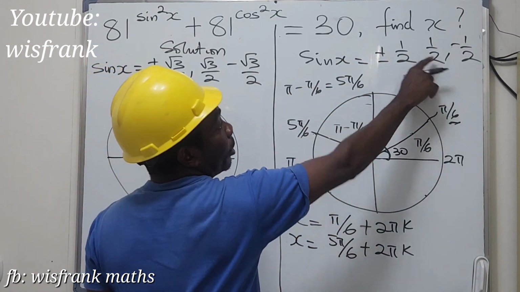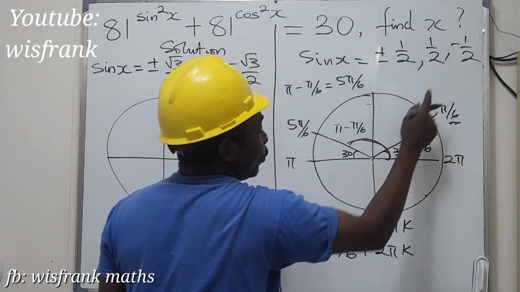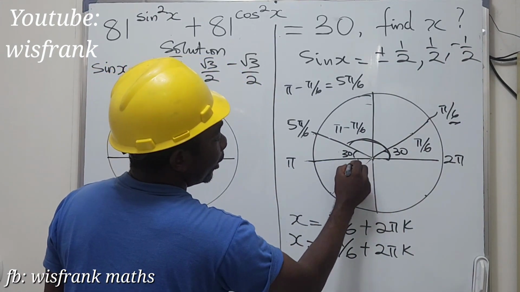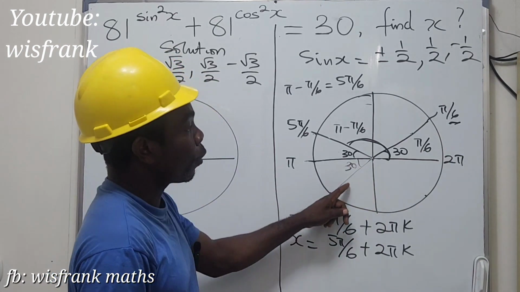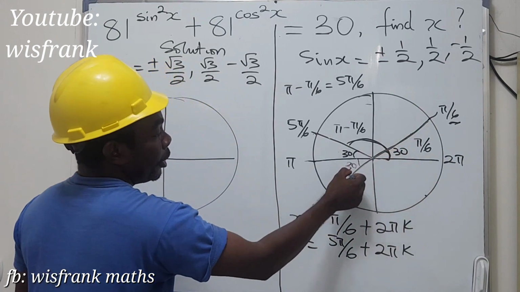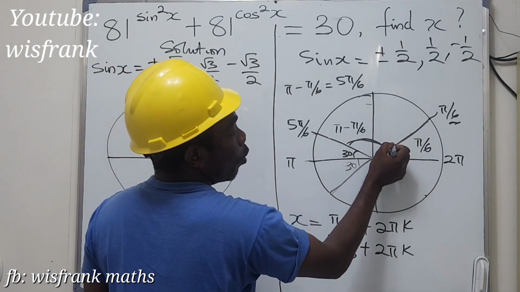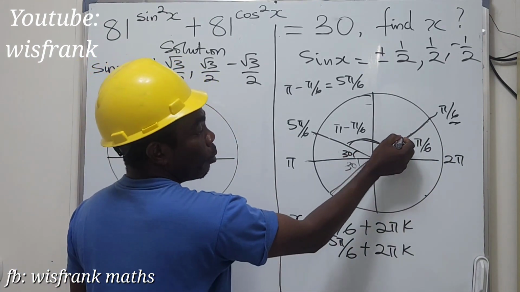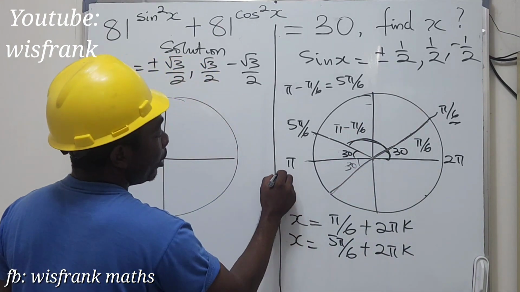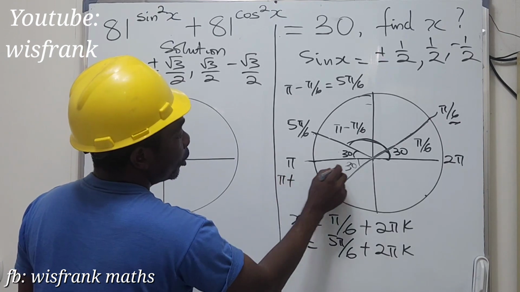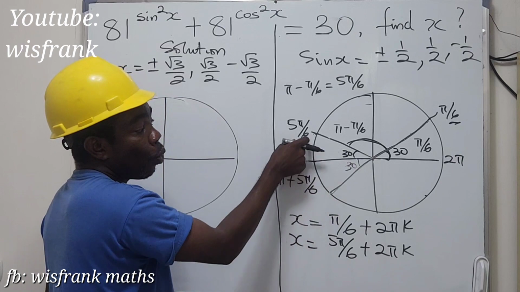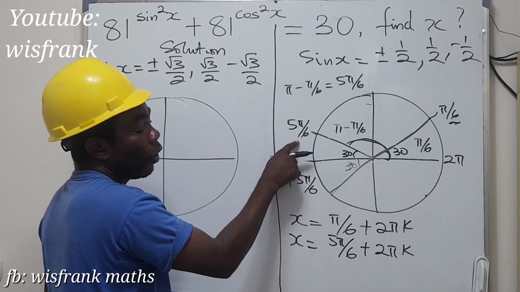The next one is sine x equals minus 1 all over 2. This will fall on the fourth quadrant, where we have this 30 degrees. For us to come here, it is diametrically opposite from this place, so here will be plus 180. We need to move 180 before we come to this place. So that means it's going to be pi plus 5 pi all over 6. We are going to add 180 to 5 pi all over 6.